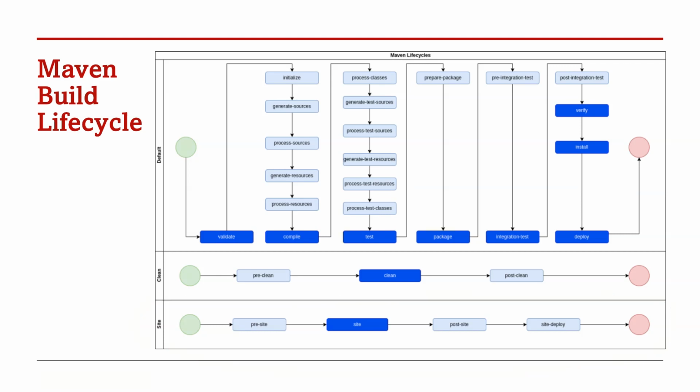In summary, the Maven build lifecycle consists of three main lifecycles: clean, default, and site. Each lifecycle contains a series of phases that automate various tasks in the build process, ensuring consistency and efficiency.